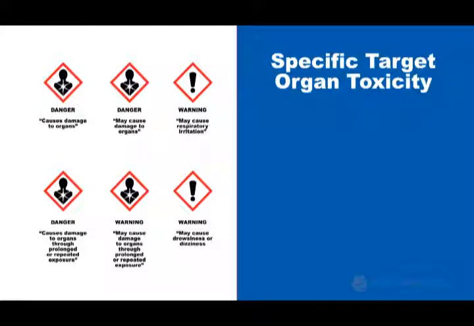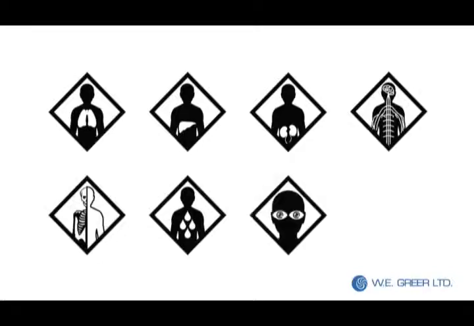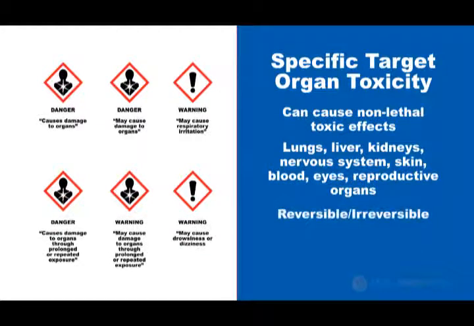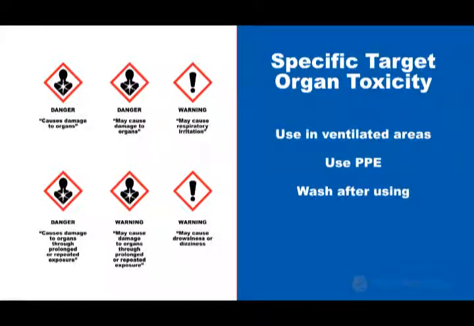Specific target organ toxicity refers to chemicals that can cause non-lethal toxic effects on an organ system. Damage may occur to a specific organ, including the lungs, liver, kidneys, nervous system, skin, blood, eyes, and reproductive organs, and the effects may be reversible or irreversible. Effects may occur after a single exposure or may require multiple exposures to take effect. Precautions include using these products in well-ventilated areas, using personal protective equipment, and washing after their use.